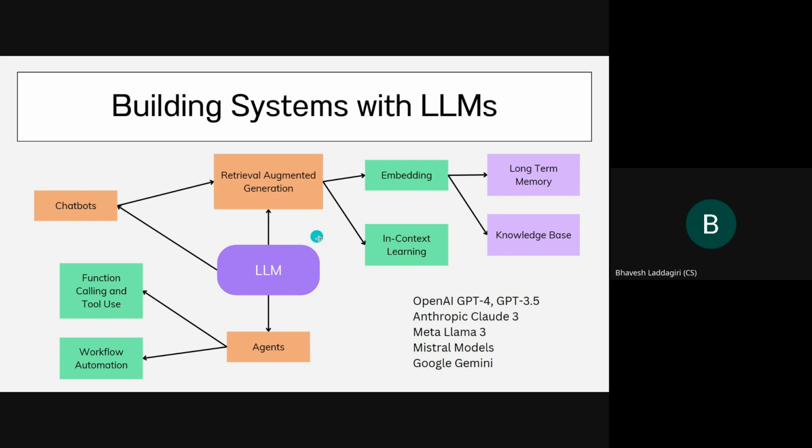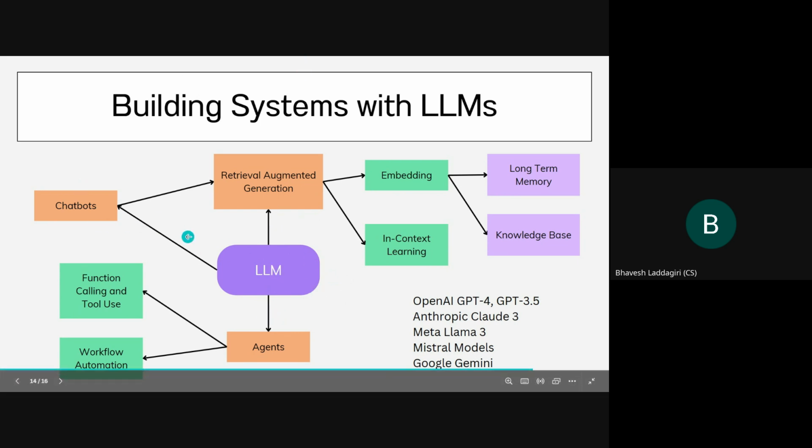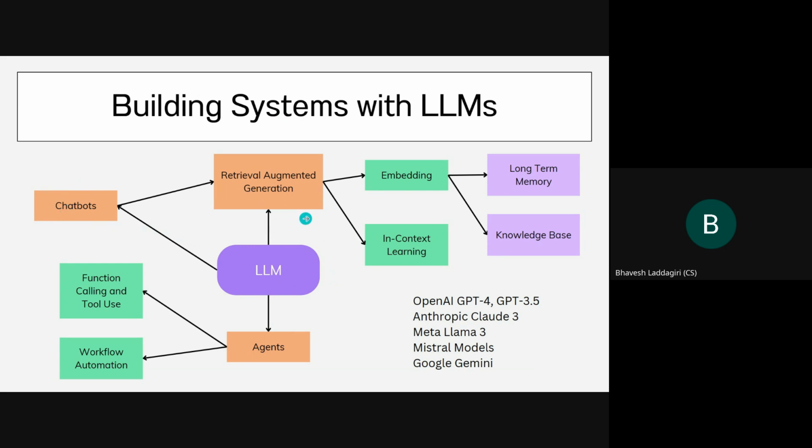So the basic mind map is: you have your LLM and there are a few things you can do. Of course, you can create chatbots, but you can also do something called retrieval augmented generation, which allows you to create a chatbot on your own data without fine tuning or training. That's key here. We are not fine tuning or training a new model. We are rather providing the model with relevant information in the prompt itself so that it can generate accurate answers based on that context.